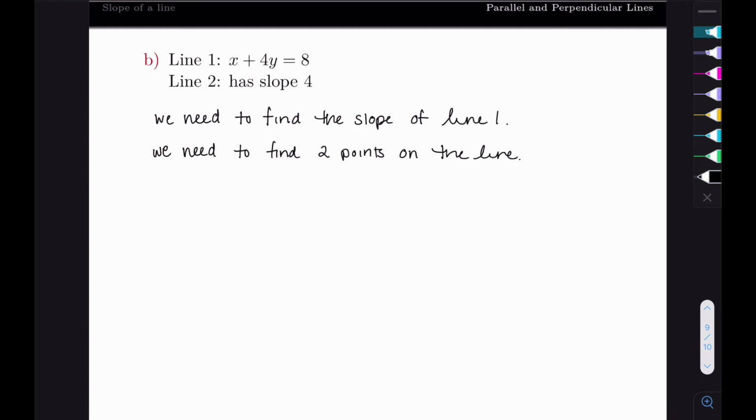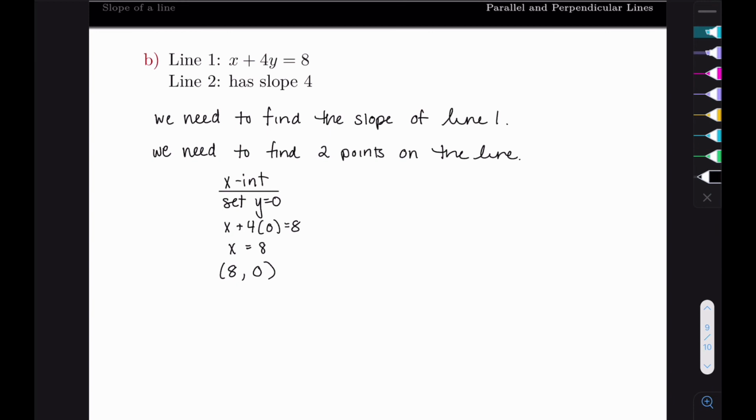So in both of these cases, let's just find the intercepts. So 1 point is going to be the x-intercept. So we'll set y equal to 0. And that gives us x plus 4 times 0 is 8. So ultimately, x plus 0 gives us x equals 8. So 1 point on our line is 8, 0.